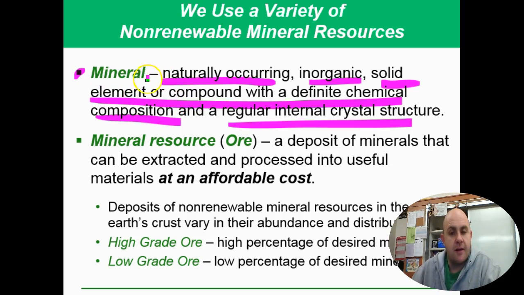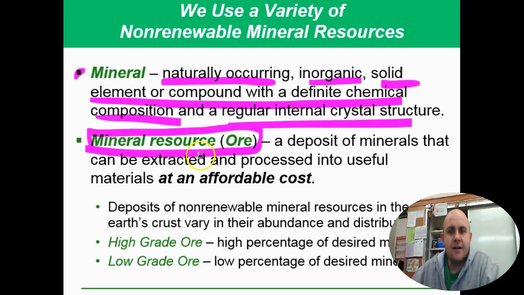So humans really like the mineral pieces. They take rocks and turn them into minerals. So that's where mineral resources come in, or ore. This is a bunch of rock and stuff that has the mineral we want inside of it, and it's something that we can extract that mineral from at a decent cost, an affordable cost. And so these mineral ores or deposits come in lots of variations, from a high-grade ore, which means it has a lot of the mineral we want, to a low-grade ore, which means it doesn't have very much of the mineral we want in it.